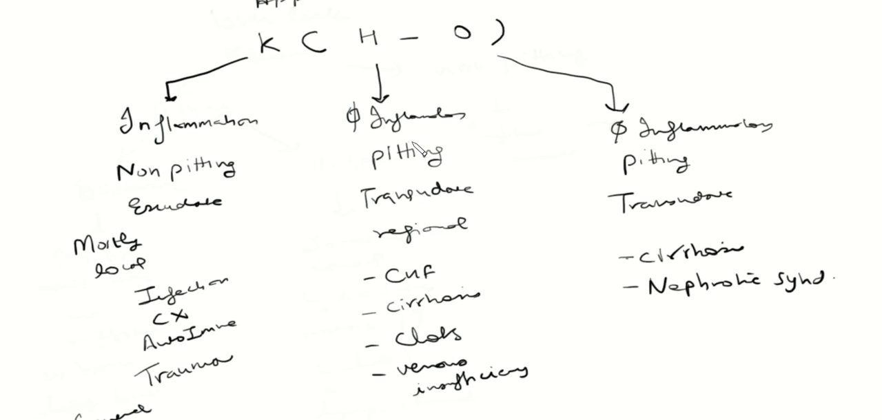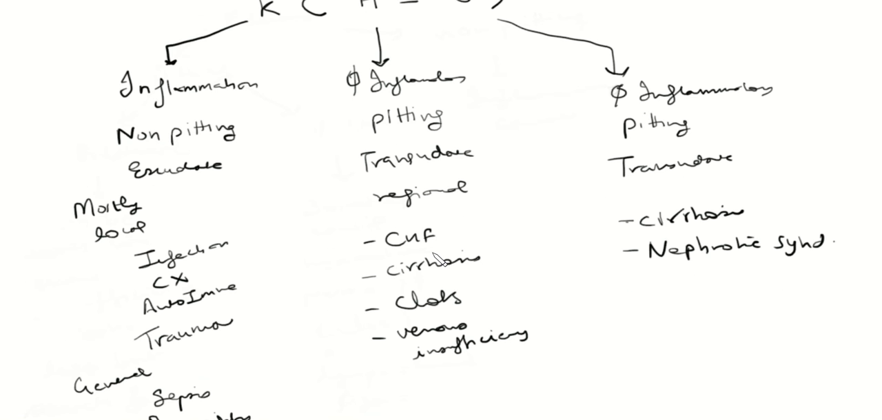If it's not inflammatory and hydrostatic pressure is more, it's pitting, right? If oncotic pressure is less, it's also pitting. Both of those are transudate. So usually hydrostatic pressure is regional: CHF, cirrhosis, clots, venous insufficiency, okay? And there's more as well. But essentially, if you have a clot, how to think about it.